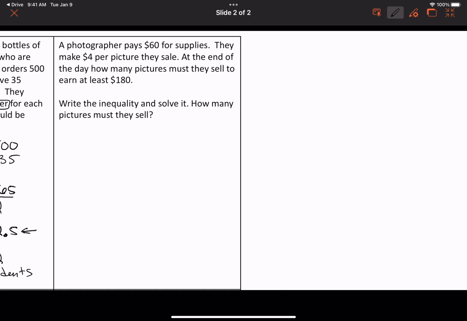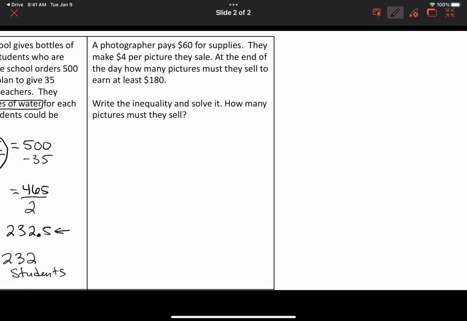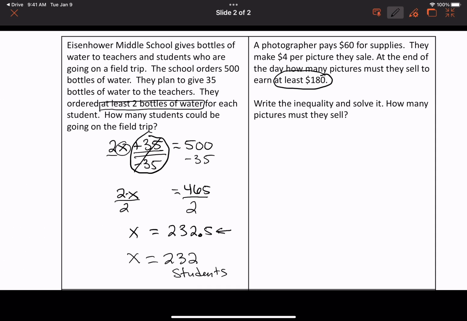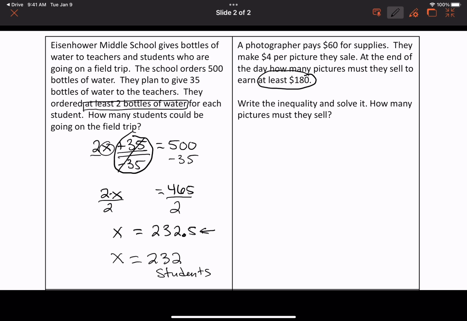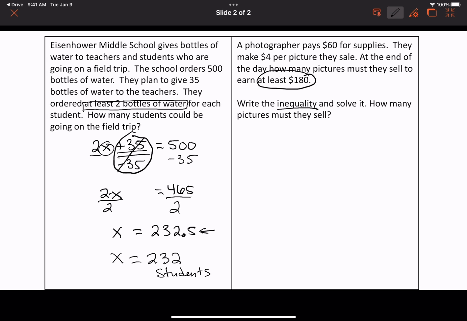All right, next one. A photographer pays $60 for supplies. They make $4 per picture they sell. At the end of the day, how many pictures must they sell to earn at least $180? Okay, now this is going to be definitely write an inequality, okay? Write an inequality. So that's going to be less than, greater than, or one of those things.